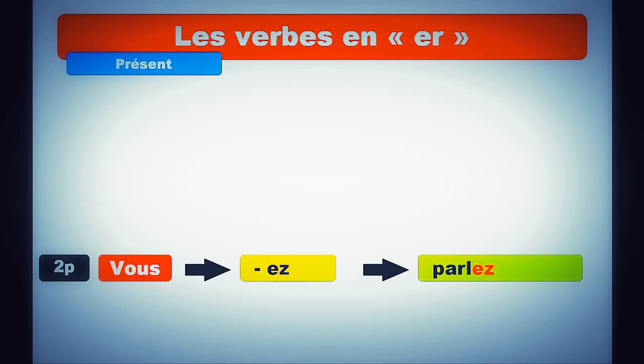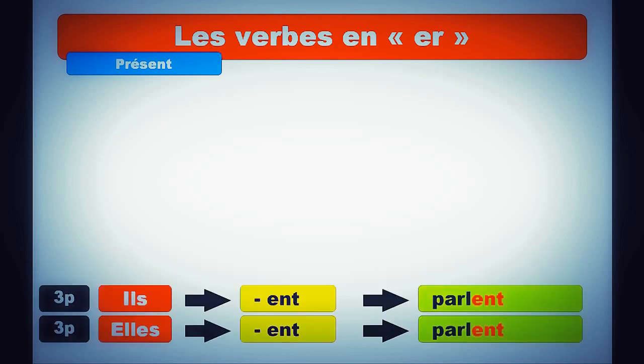And it's pronounced e, okay? So you should pronounce e, alright? So you'll get vous parlez. Repeat. Vous parlez. Okay? And finally, for ils, elles, third person of the plural, the ending is ent.